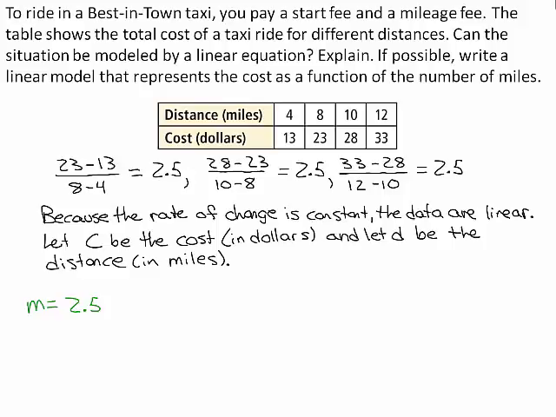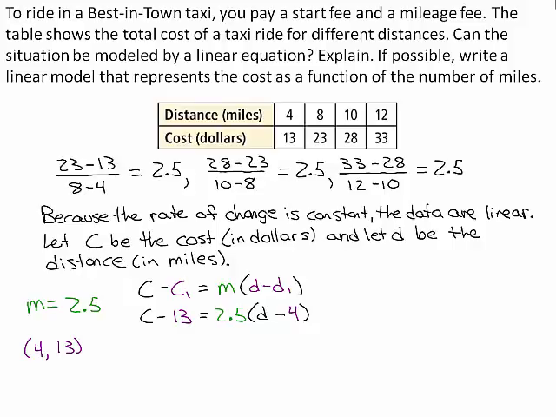Use the slope, which equals 2.5, and a data pair in the table to write an equation that represents the data. Use the point (4, 13). Write an equation that represents the data in point-slope form. Point-slope form is given by C minus C1 equals m times the quantity D minus D1. Substituting 4 for D1, 13 for C1, and 2.5 for m, gives C minus 13 equals 2.5 times the quantity D minus 4.